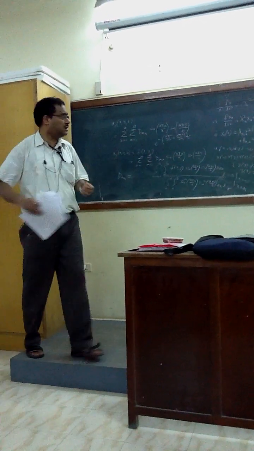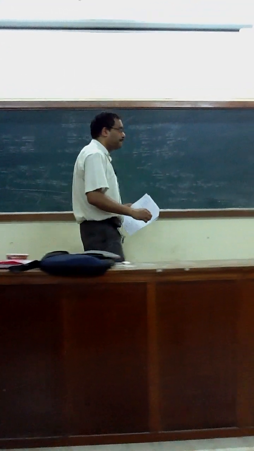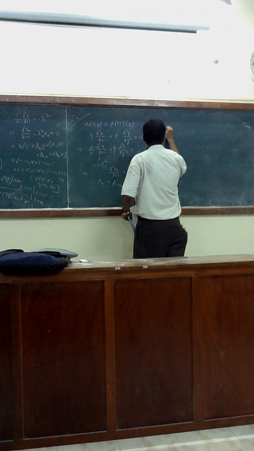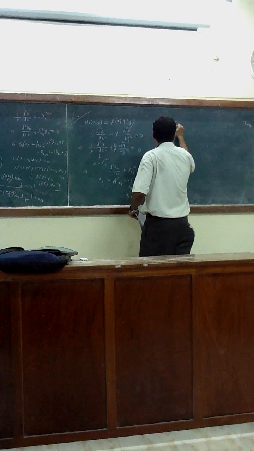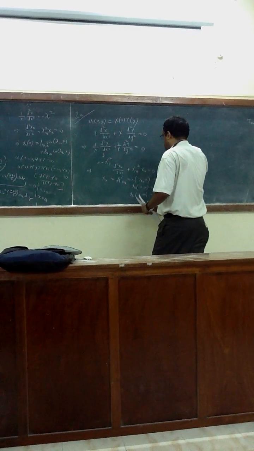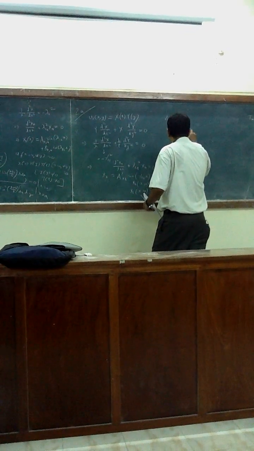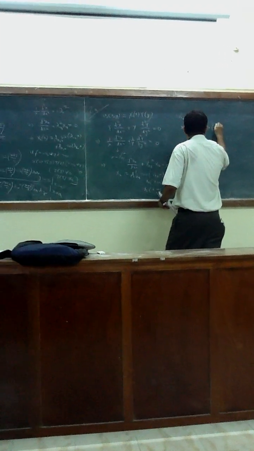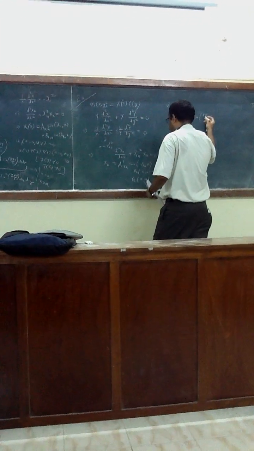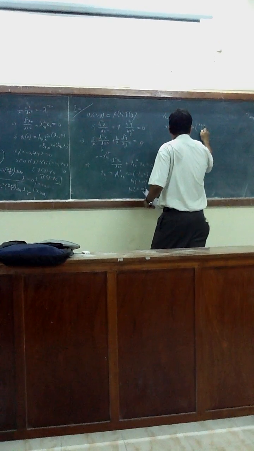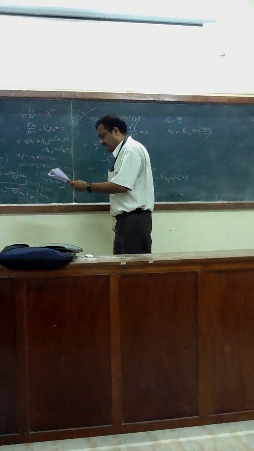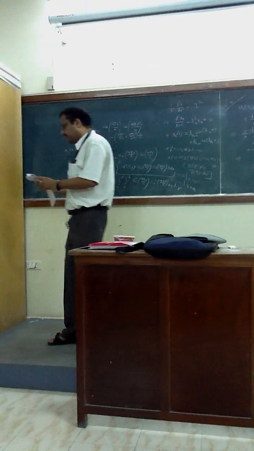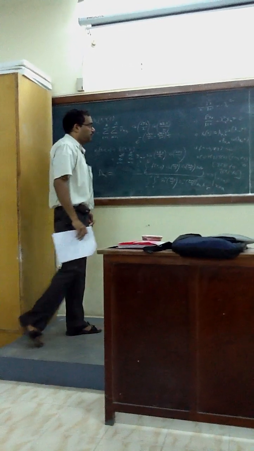What is the nu 1n then? Nu 1n is n pi by a. What is your Xn? Xn is sine n pi x by a. That's it. Simple. The method is not that simple for the y direction.